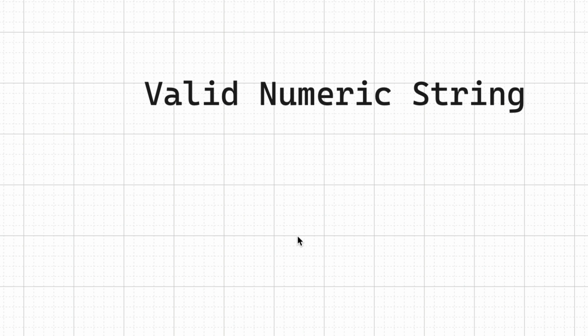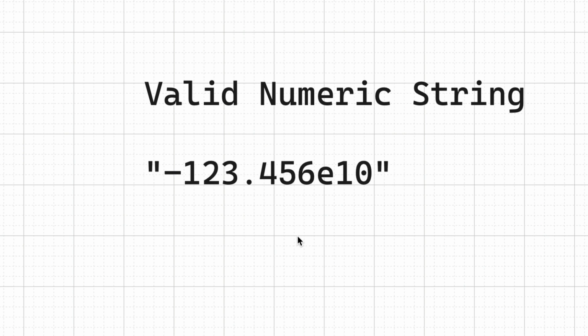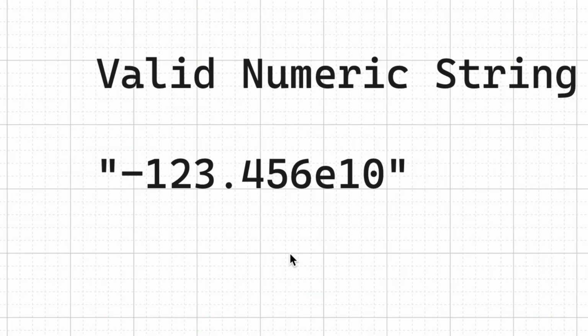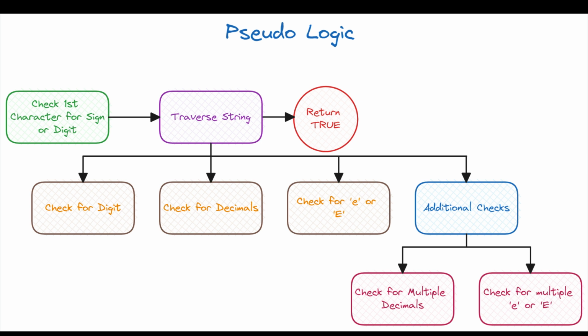So as always, let's start with an example and work from there. Let's take this string as our example. Why? Because it has signs, digits, a decimal, and scientific notation. Everything that we need to test. At this point, there's a critical aspect we must discuss, which is the order of the signs, decimals, and scientific notation. This is a fundamental part of what we're being asked to solve.